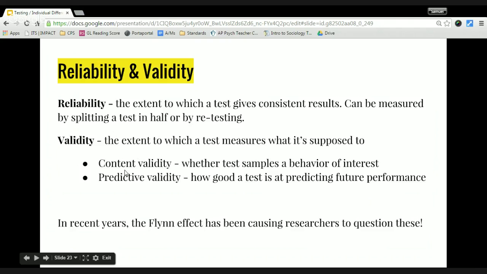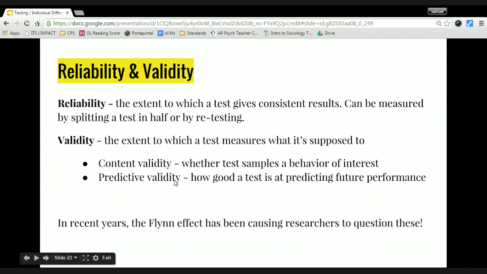Validity, again, can be broken up into two different main types of validity. First is content validity. This is whether the test samples a behavior of interest. This means that as you write a question, are the questions that you write actually testing what you want them to test? Again, if Nemec writes you a question, it's going to test human geography. If I'm writing you a question, it's going to test psychology. So if it has content validity, my psychology question should be on my psychology exam.